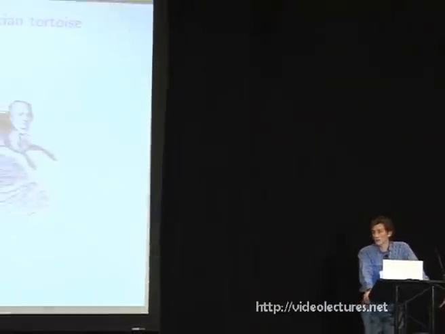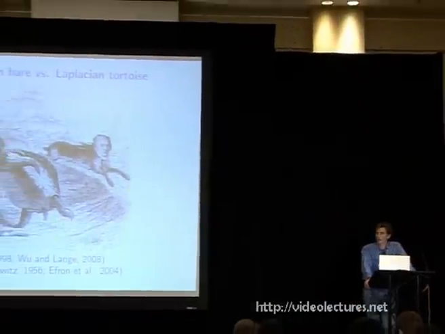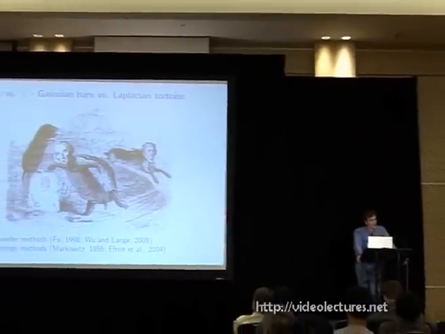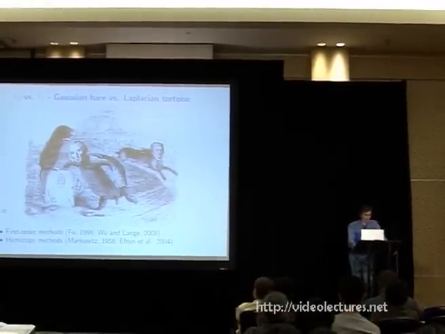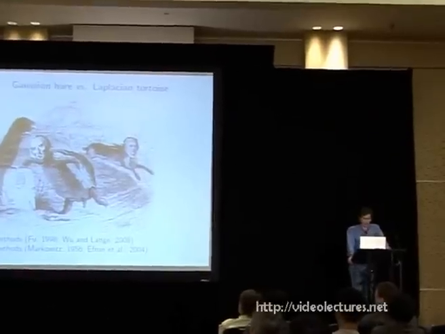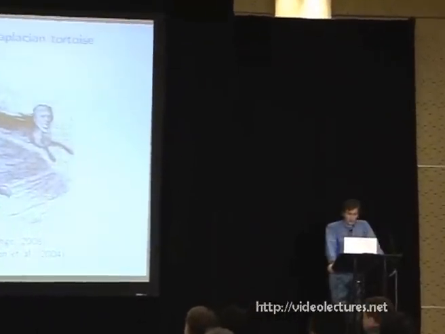And since L2 usually leads to nice, smooth, convex optimization problems, where if you have a square loss, you get just a linear system, it's supposed to be easier. And this is the Gaussian hare. And of course, which one wins? The tortoise, okay? And we will see. So first, it's nice for two things, because Laplace is French.